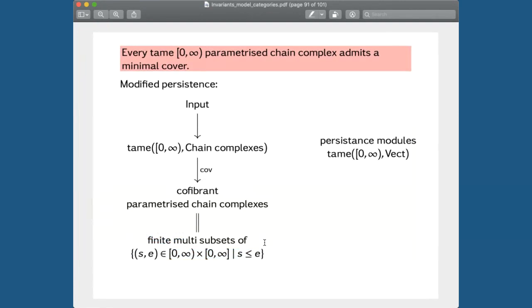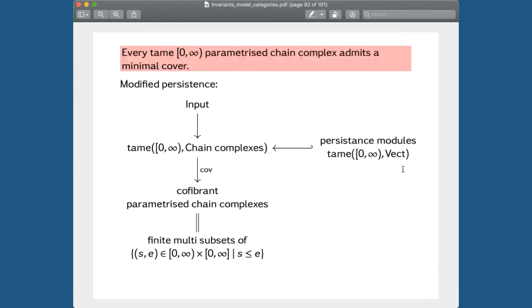Let's see how this compares to the usual standard barcoding analysis. In barcoding analysis, you convert input into persistent modules, which are tame parameterized vector spaces. You can think about a vector space as a chain complex concentrated in degree zero, let's say. So we can think of this parameterized vector space as just a parameterized chain complex.